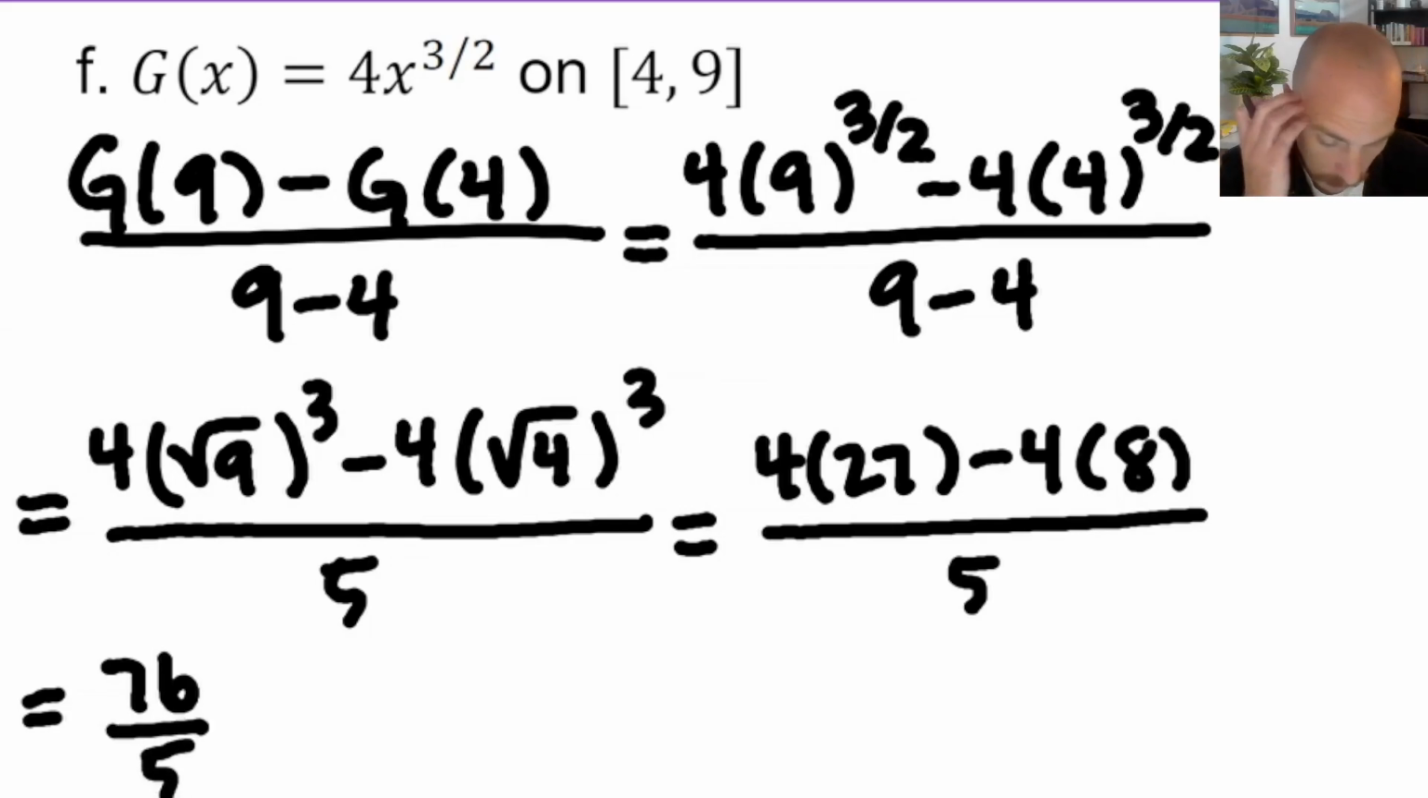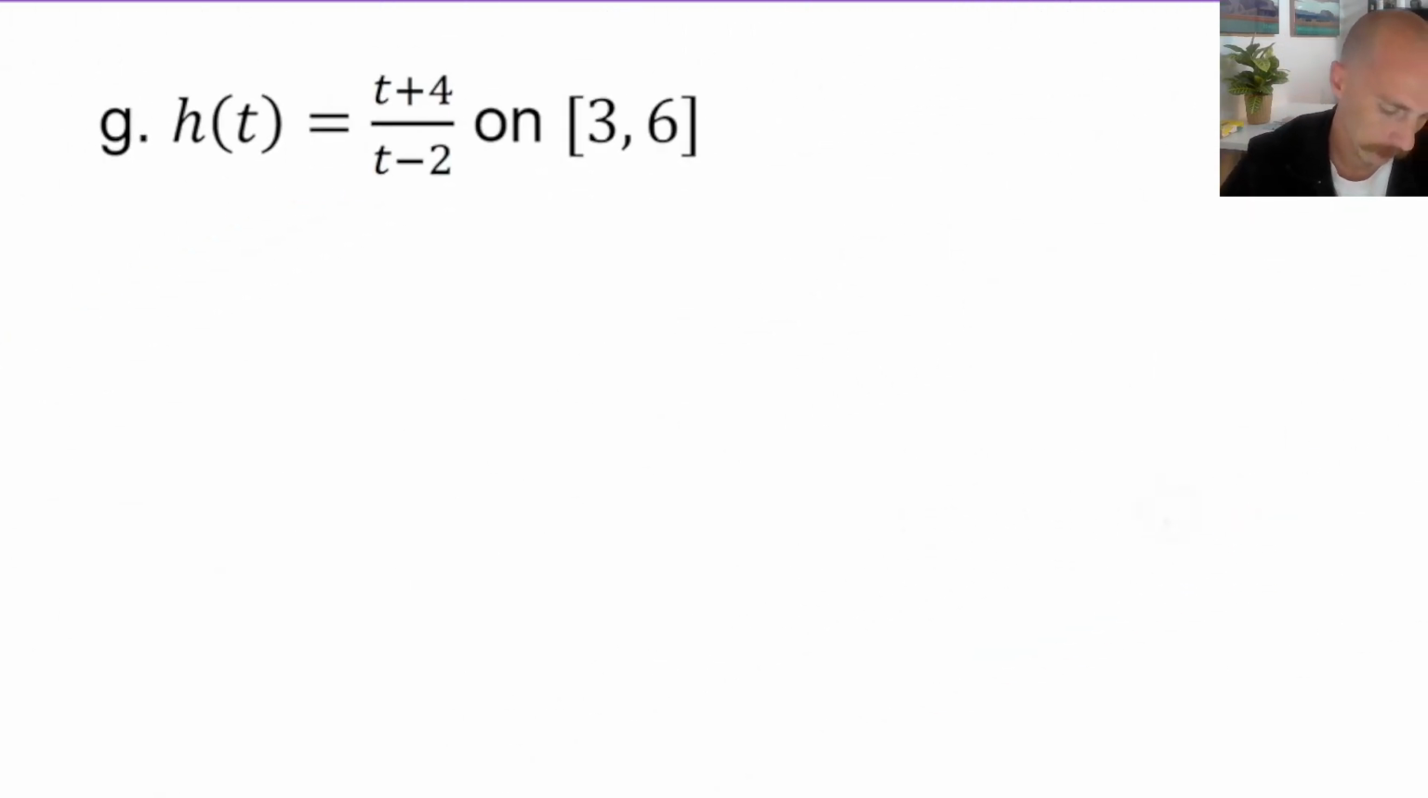If you needed to, one thing you could do is factor out the 4 and say the numerator is going to be 4 times 27 minus 8. You can apply factoring to the numbers. And then it would be 4 times 19, which is just a little bit shy of 80, and 76 sounds about right. All right, so we've got a couple more here.